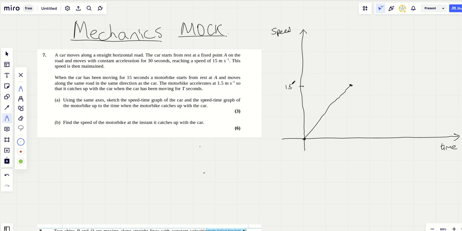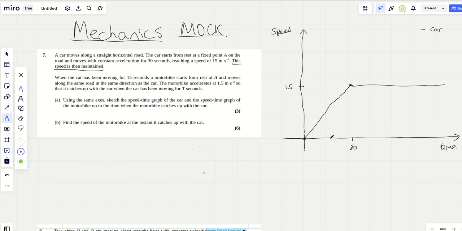Now, if you read really carefully, it's a bit sneaky, but it then says very casually in just 5 words, this speed is then maintained. So we've then got to draw it flatlining there, and that takes place at 30 seconds. It's really easy to miss that at first, I reckon. Okay, so we've got that. So that is the car. I might even color code that. That's the car. I could do the other one in a different color. Now let's see if this works out.